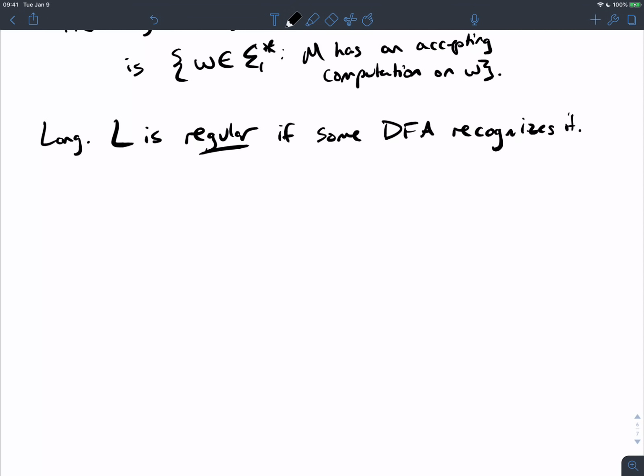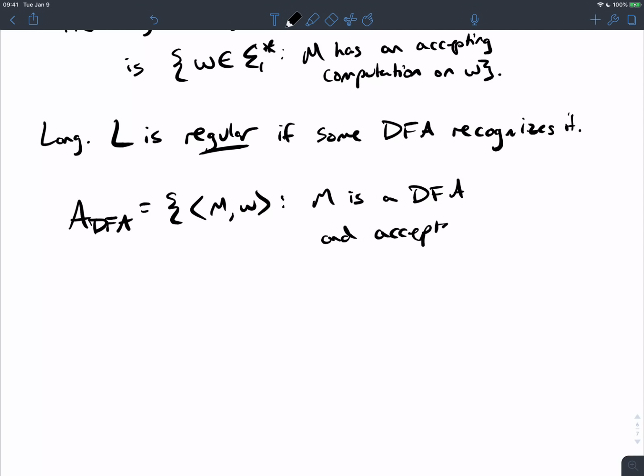So what you might expect is let's try to merge the idea of decidability with DFAs now. So we talked about A sub TM, A sub LBA, and then now let's talk about A sub DFA. So it's exactly the same as before, but now M is a DFA and accepts W. So what do you think? Is this decidable or what?